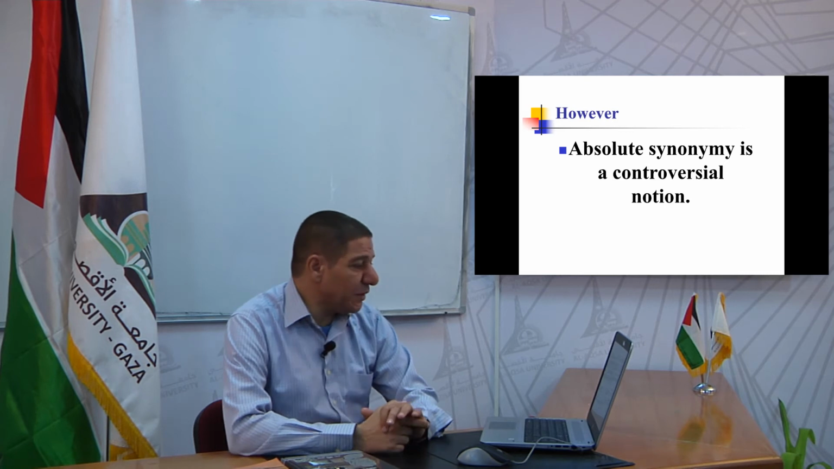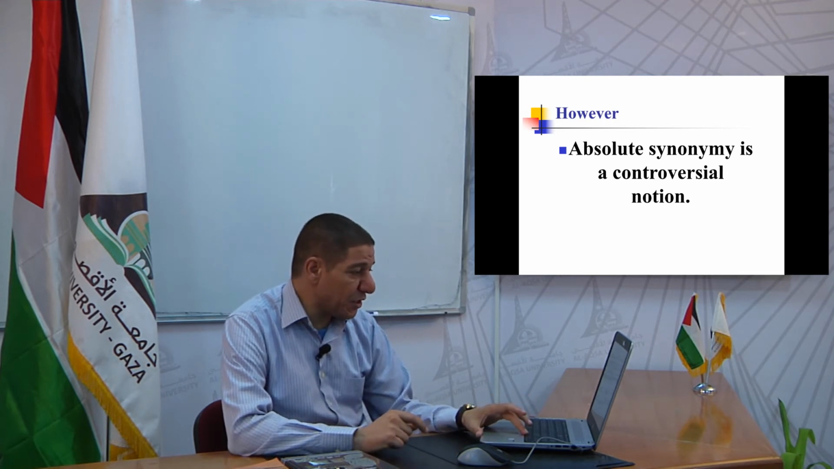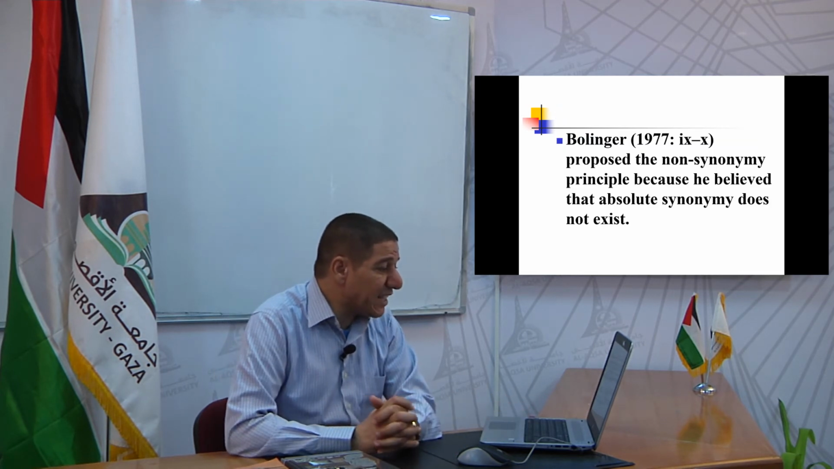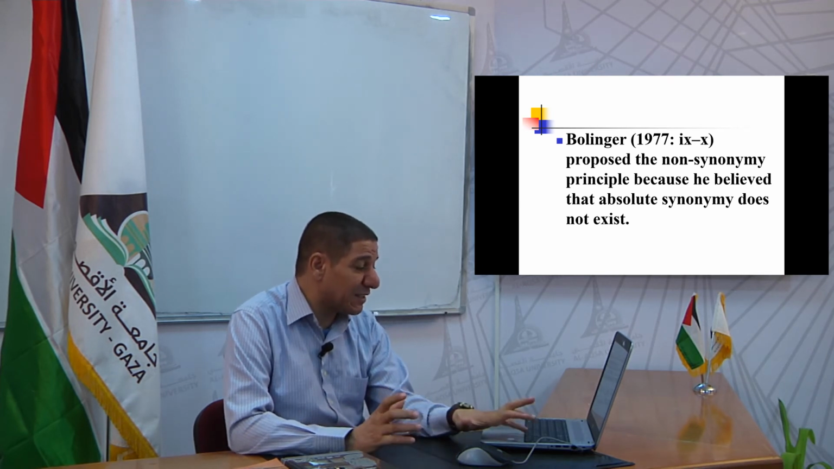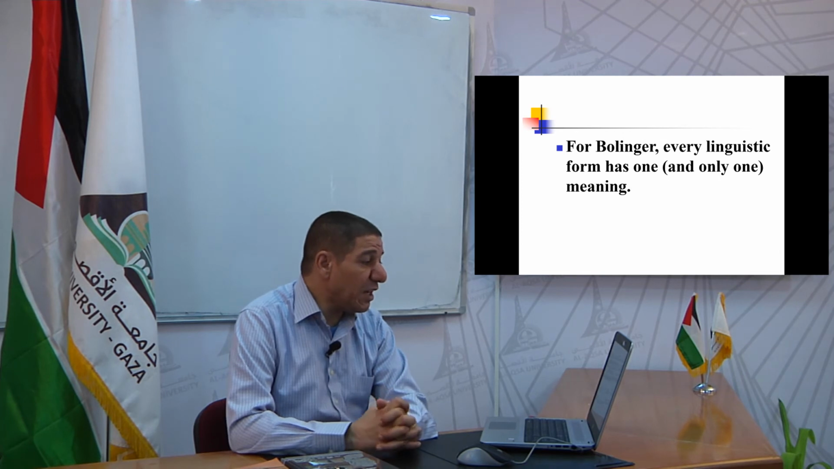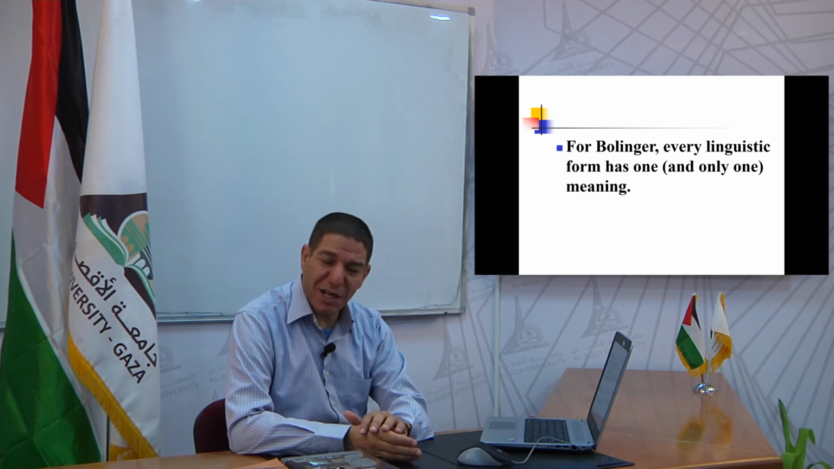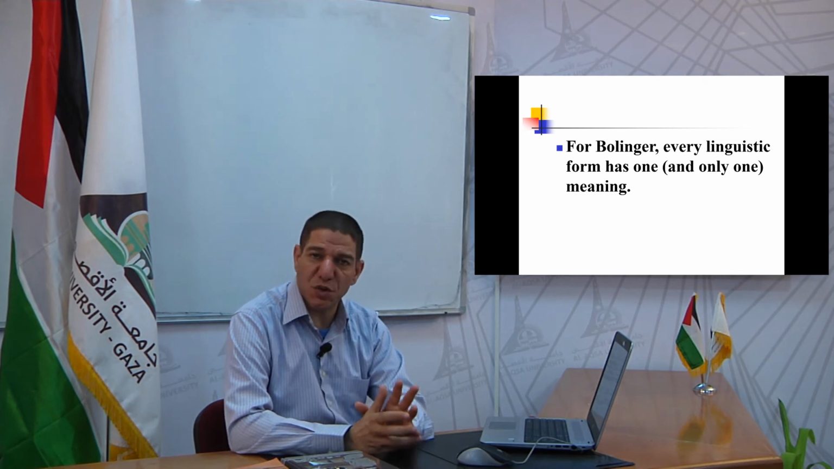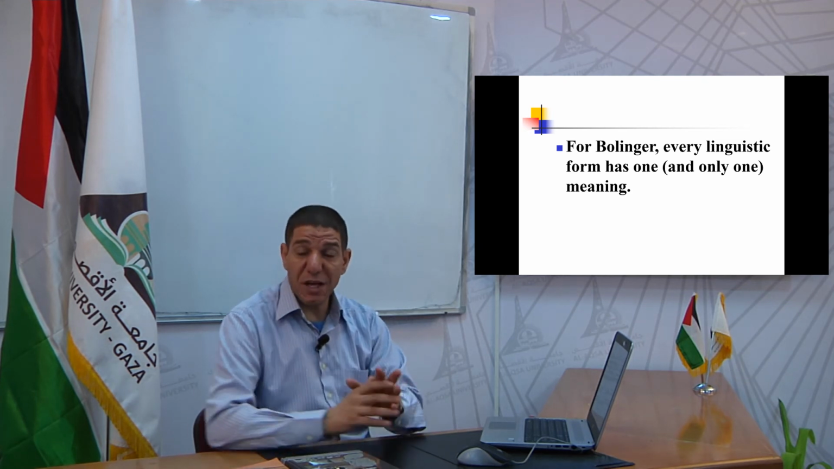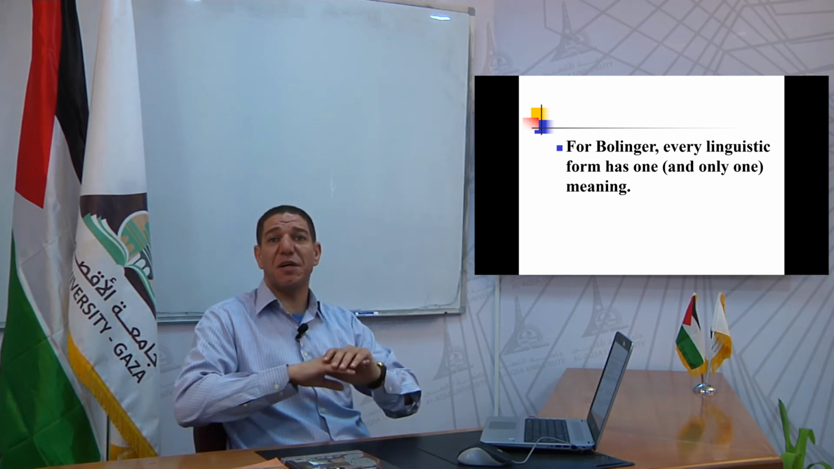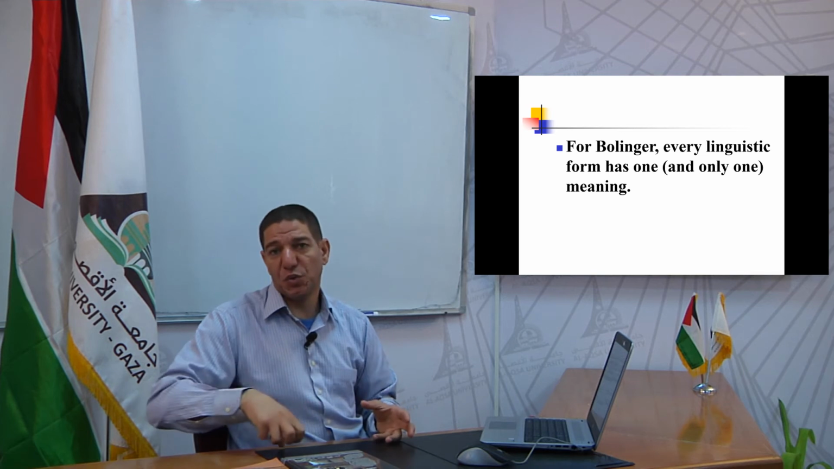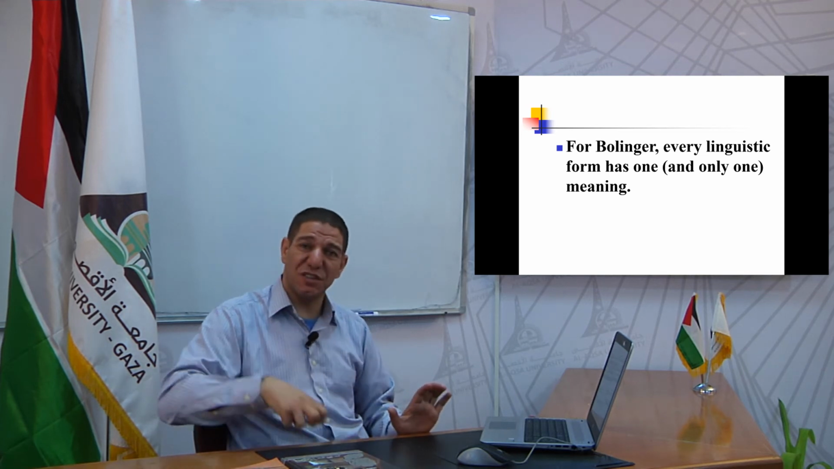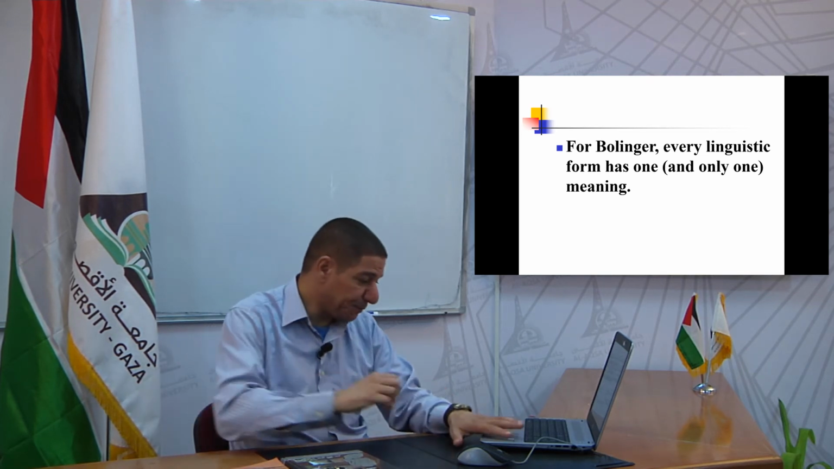So absolute synonymy is a controversial notion. Bolinger proposed the non-synonymy principle because he believed that absolute synonymy does not exist. For Bolinger, every linguistic form has one and only one meaning. And this is a very strong notion. This is a very strong hypothesis. Because language is about variation. Language is about a repertoire from which you can use whatever fits your own need in this certain context and that certain context, okay?